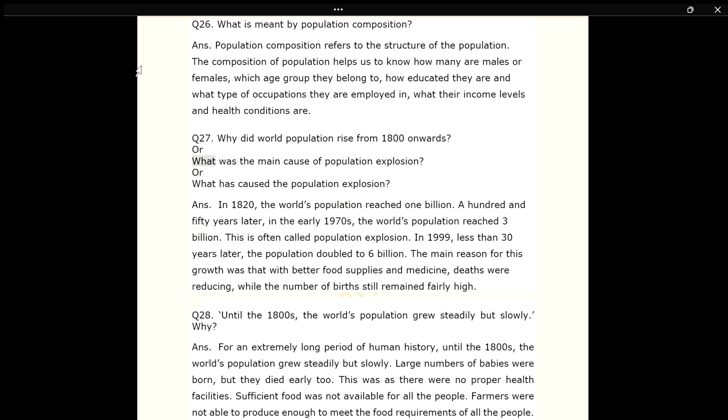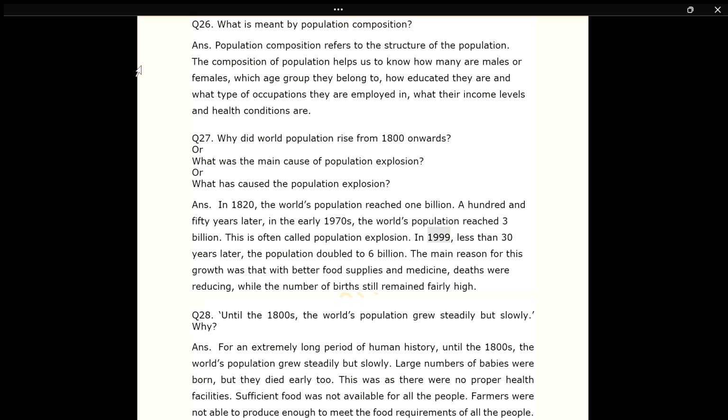Q27. Why did world population rise from 1,800 onwards? Or, what was the main cause of population explosion? Or, what has caused the population explosion? Ans. In 1820, the world's population reached 1 billion. 150 years later, in the early 1970s, the world's population reached 3 billion. This is often called population explosion.